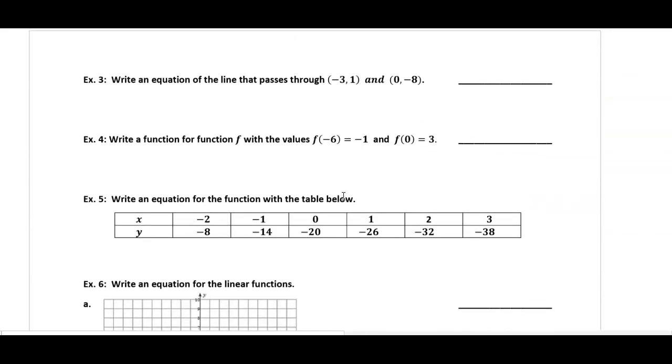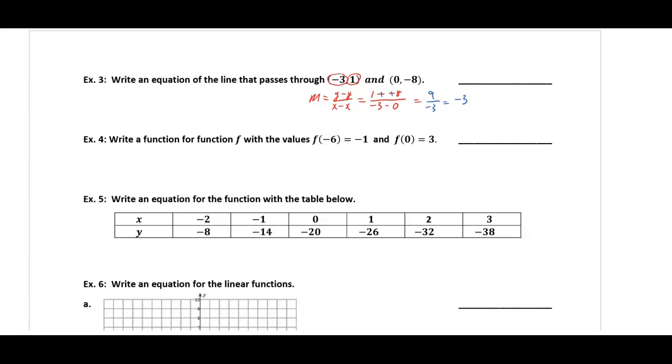When I look at example 3, write an equation of a line that passes through these 2 points. Well, they don't give me the slope. So the first thing I'm going to do is find the slope using the formula y minus y over x minus x. So I'm going to start with this y. So 1 minus negative 8 over, I must use this x value first on the bottom. Now, if I simplify this, 1 plus 8 is 9 over negative 3. 9 divided by negative 3 is negative 3.